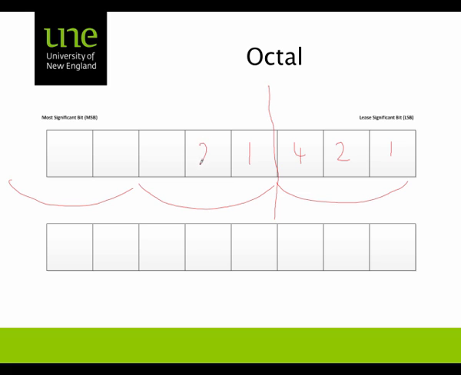Again, 1, 2, 4, another 7, 1, 2. Now there's no ninth bit, so we just put a 0 in there and pretend it's a 0, fixed at 0.